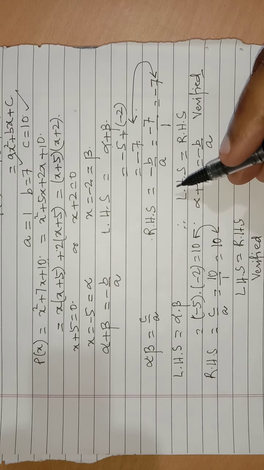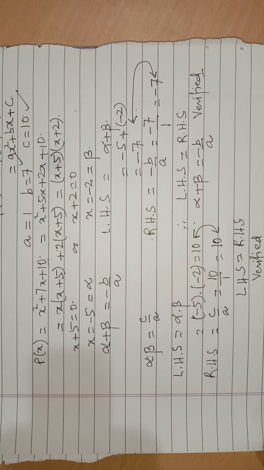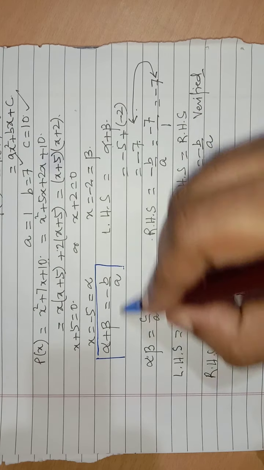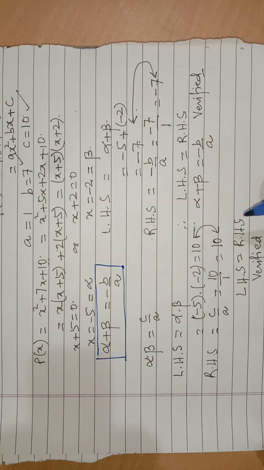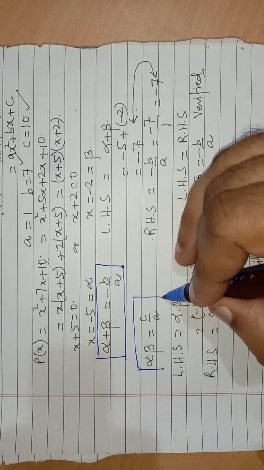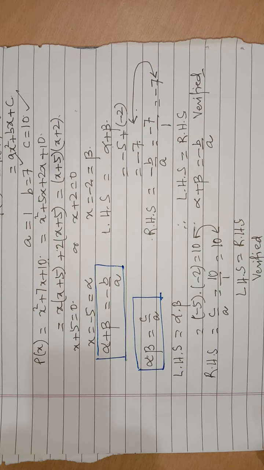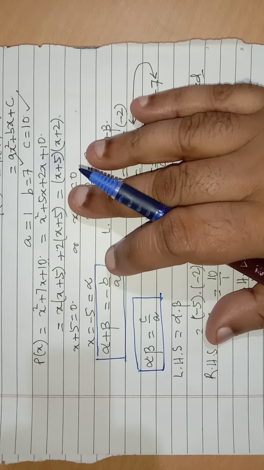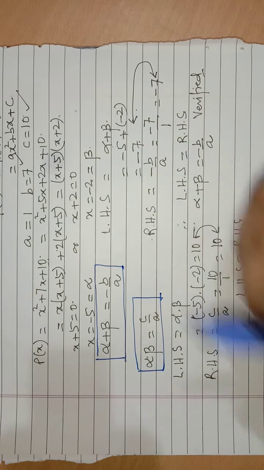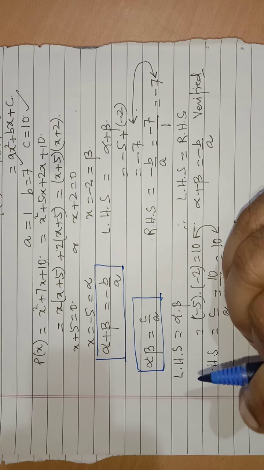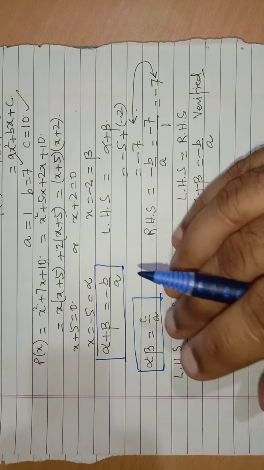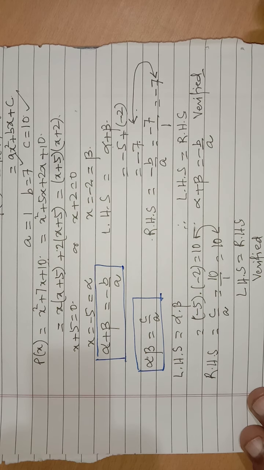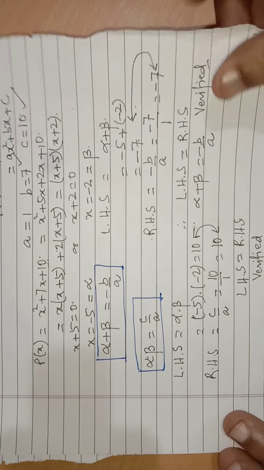So both the relations you will have to verify. First you have to verify alpha plus beta is equal to minus b by a, and second you have to verify alpha into beta is equal to c by a. The first part of the question is to find the zeros of the polynomial, and the second is to verify the relation between the zeros and their coefficients. Now I am taking the other question.